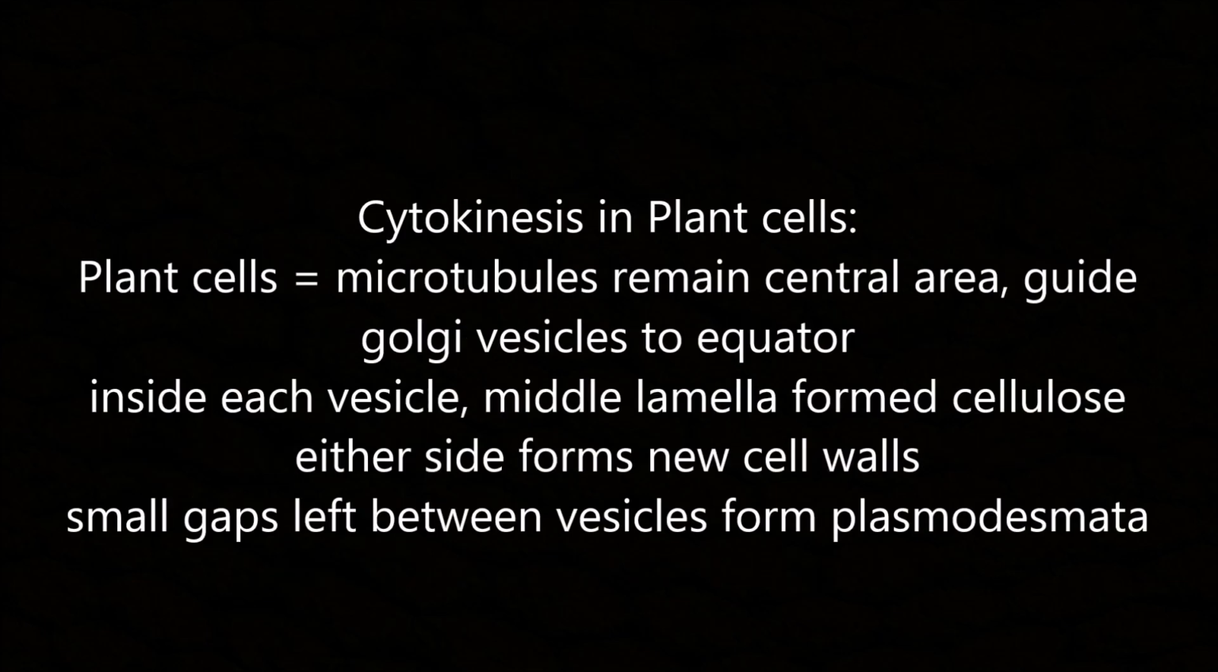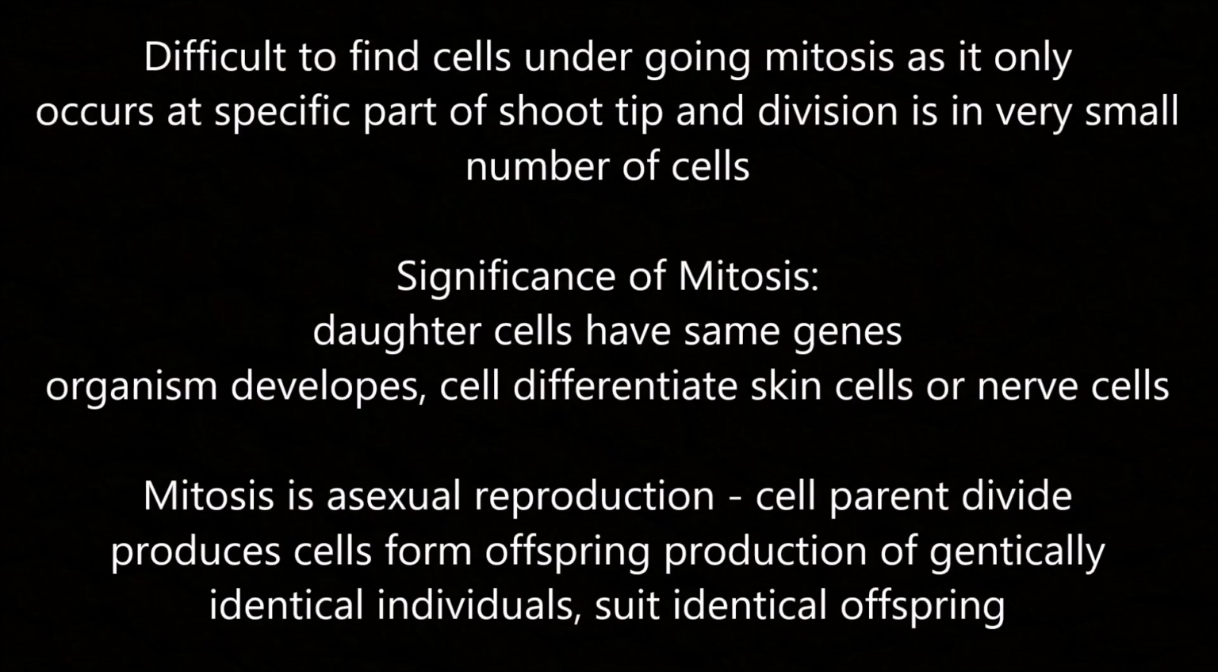Cytokinesis in plant cells. A plant cell has microtubules remaining in the central area. They guide the Golgi vesicles to the equator. Inside each vesicle, the middle lamella forms, with cellulose either side forming new cell walls. Small gaps are left between vesicles, forming plasmodesmata. It is difficult to find cells undergoing mitosis, as it only occurs at a specific part of the shoot tip and in a very small number of cells.